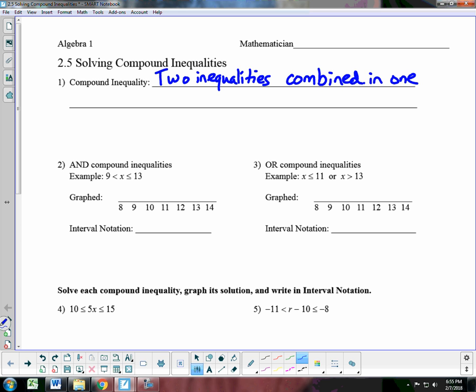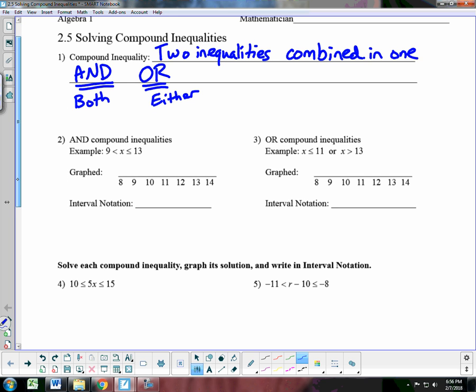They come in two different situations. You can have an "and" type of compound inequality. We can also have an "or" type of compound inequality. Okay? "And" is when both statements are true, and "or" is when either statement is true. Now let's take a look at an "and" situation.